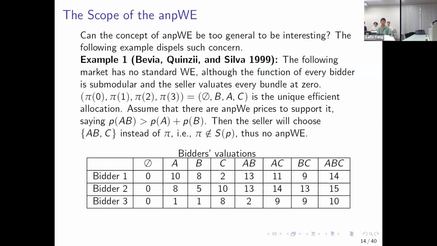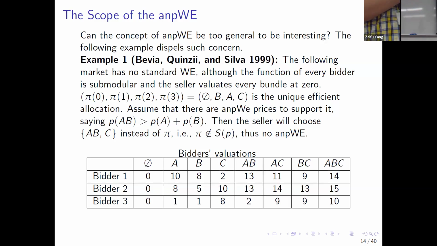The possibility is that you might have ABC together. Then the price of ABC must be greater than any other combination. But when you have ABC together, the seller will choose ABC. But the unique efficient allocation is pi. So then pi can never be in the supply set of the seller. So this is why we cannot have an anonymous nonlinear pricing rule to support this unique efficient allocation.